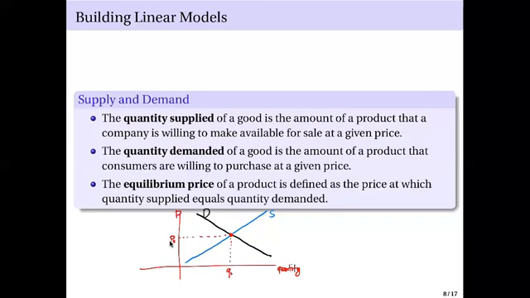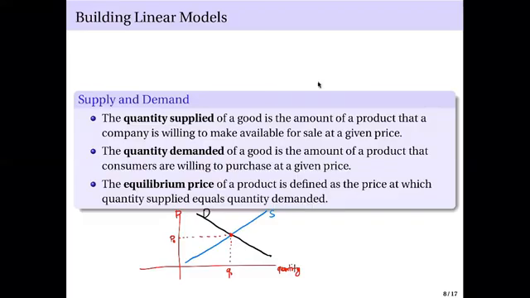And because the price is peanut, all the consumers will buy. Therefore, the demand will also be at this point. We call this the equilibrium point. And the price here is called the equilibrium price. So, the equilibrium price of a product is defined as the price at which quantity supplied equals quantity demanded.